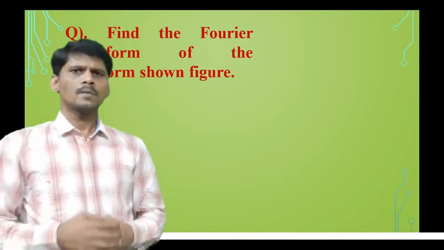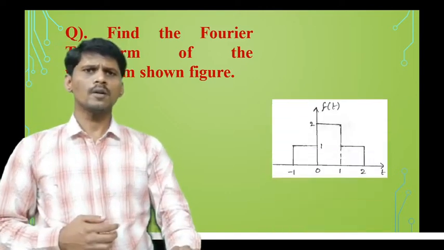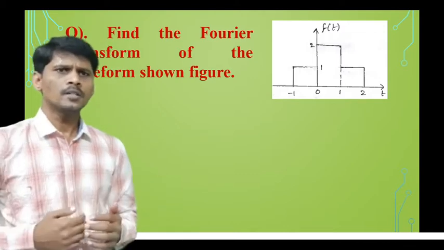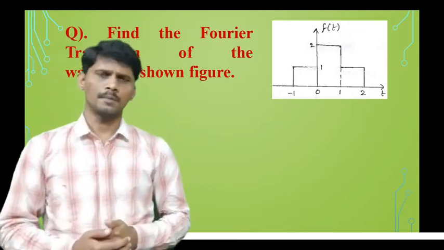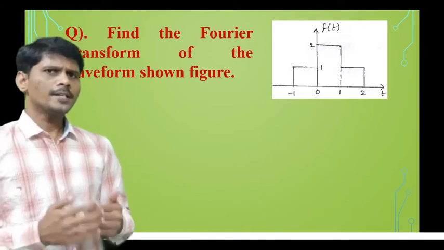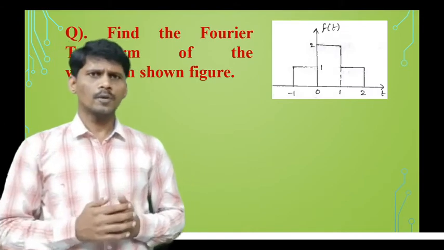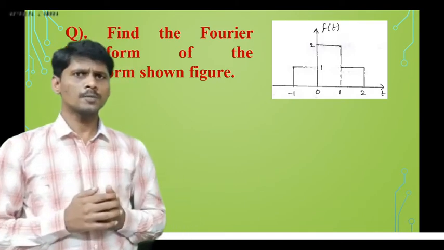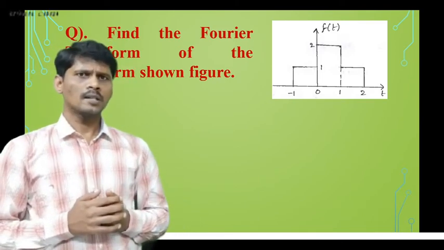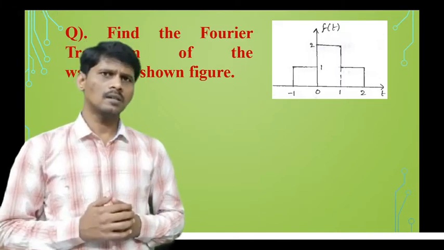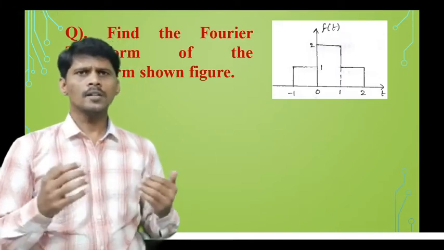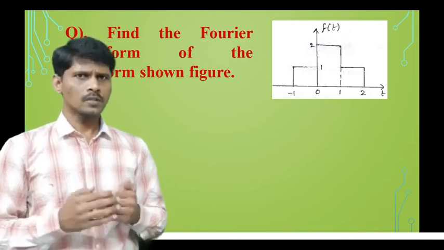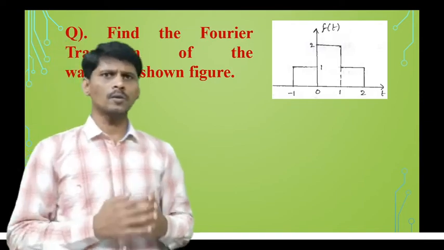Example: find the Fourier transform of the waveform shown in the figure. So this is the given waveform. Calculate the Fourier transform of the given waveform. There are two methods. One method is using the definition of the Fourier transform, and the second method is using the time shifting property. In this example, we are going to discuss the second method.